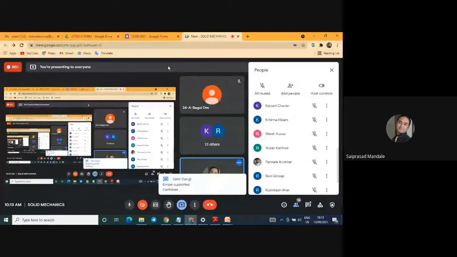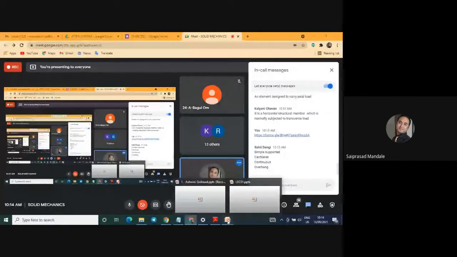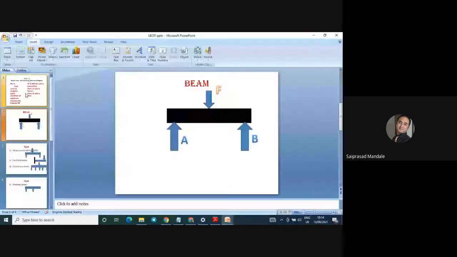Okay, Sail Dangi, he is very active. Simply supported, cantilever, continuous, and overhang. These are the four basic types of the beam that we'll be looking for. Very good, Sail. Now, the second point of the discussion is, what is a column?